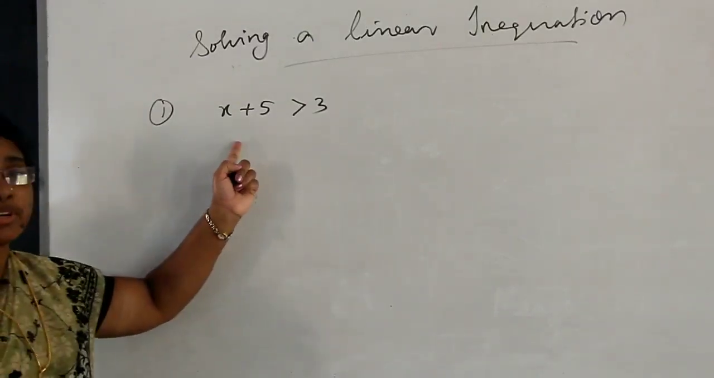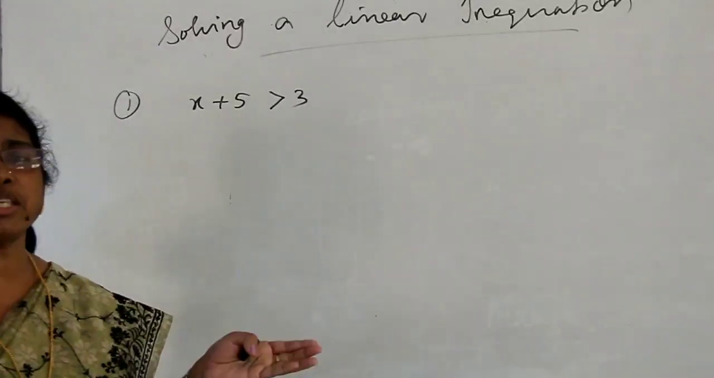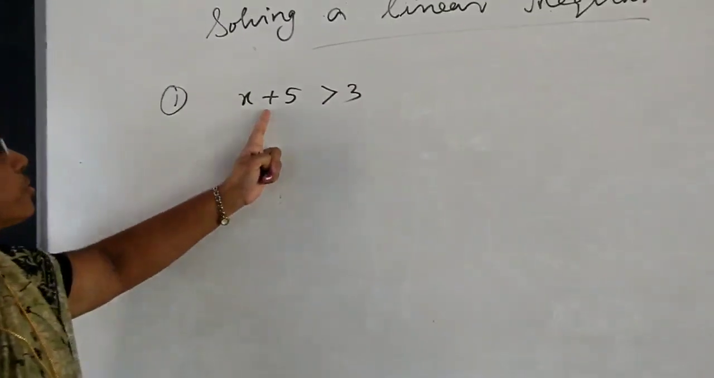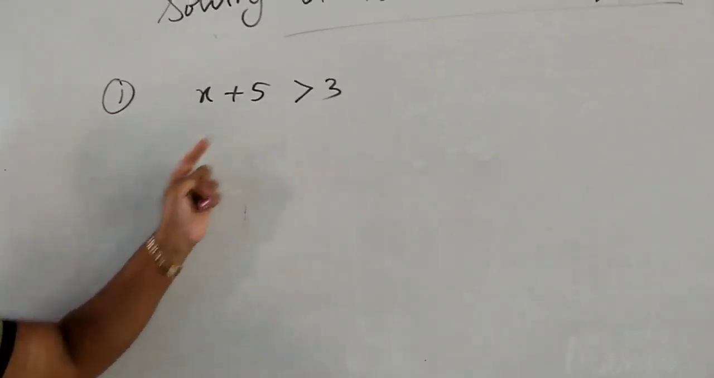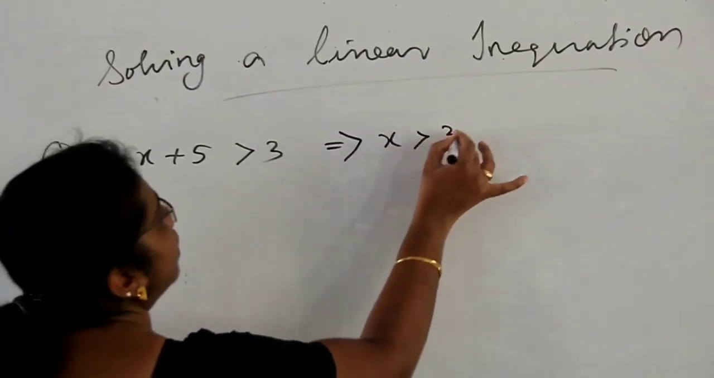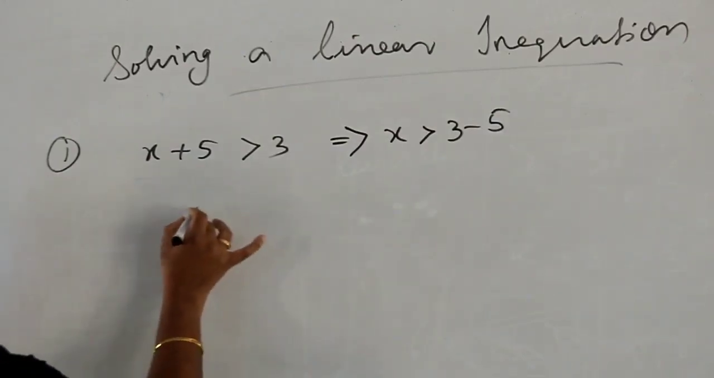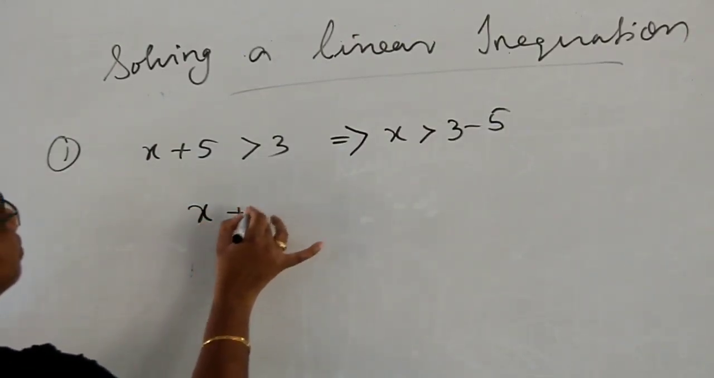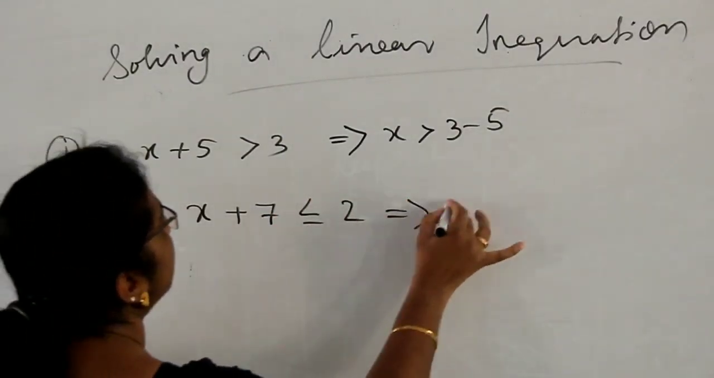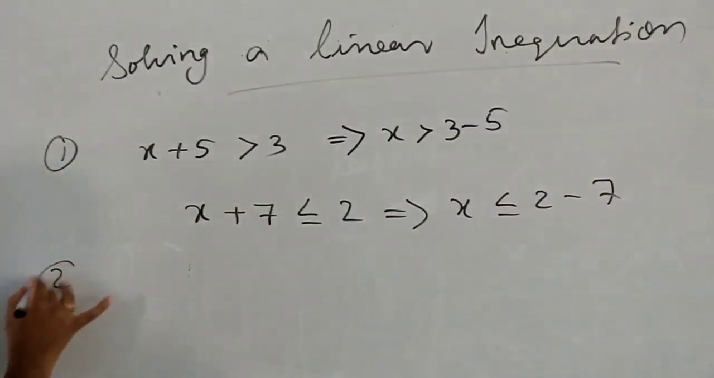The first rule is, on transferring a positive term from one side of an inequation to its other side, the positive sign becomes negative. x plus 5 greater than 3, which implies x greater than 3 minus 5. Or another case, x plus 7 less than or equal to 2, which implies x less than or equal to 2 minus 7.